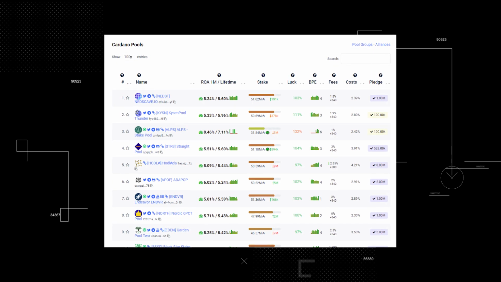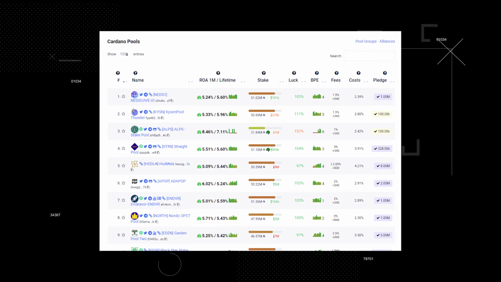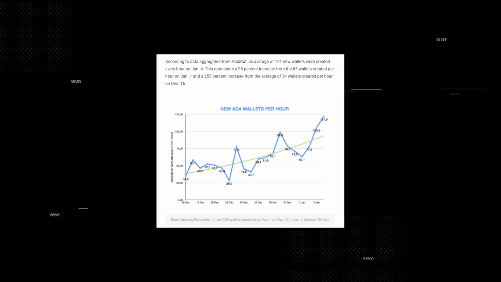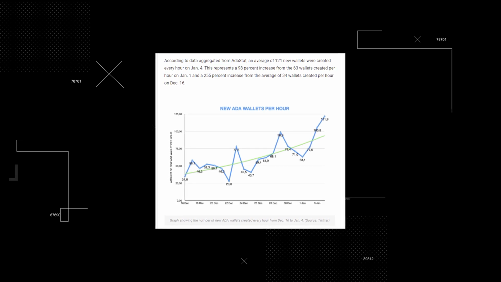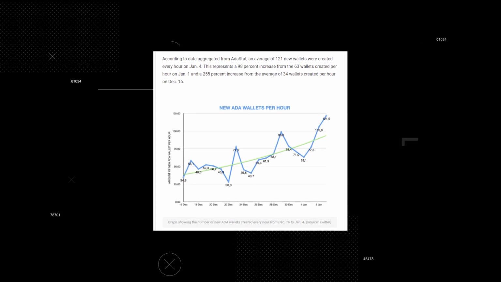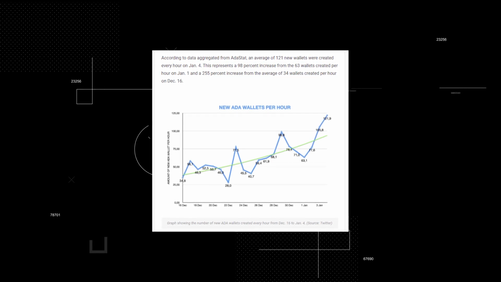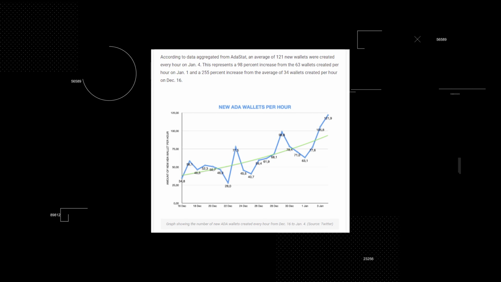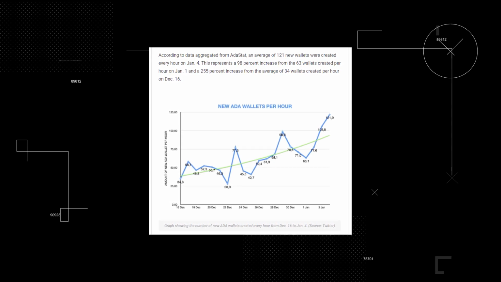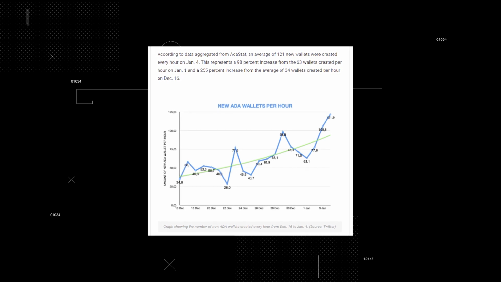The past year has truly been momentous for Cardano, the project now boasting over 1,300 stake pools, and the number of ADA wallets are steadily increasing. Data provided by ADA Stat claims on January 1st, an average of 63 wallets were created per hour. By January 4th, the average of wallets created hourly hiked up to 121. That is a 98% increase in only a couple of days.